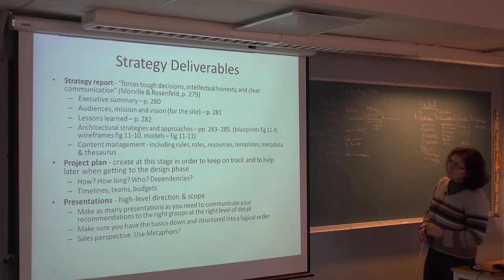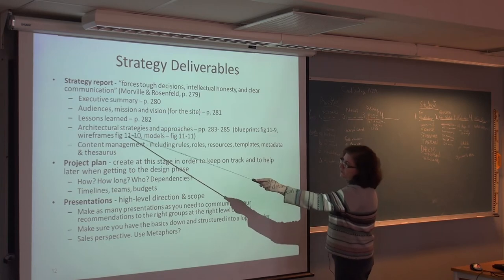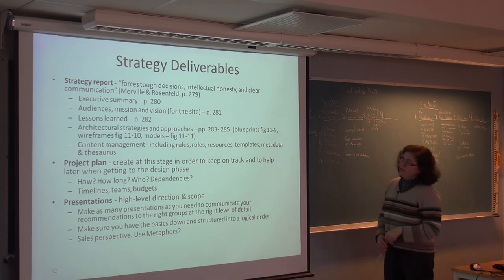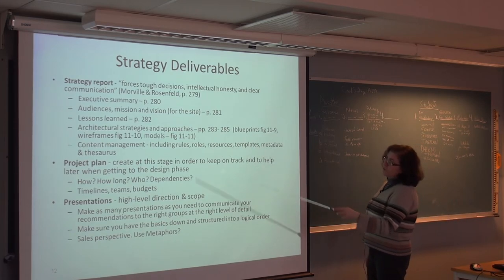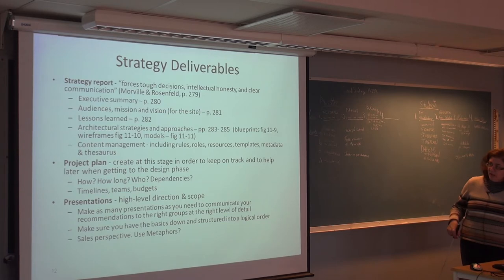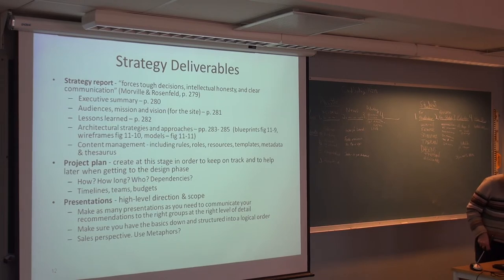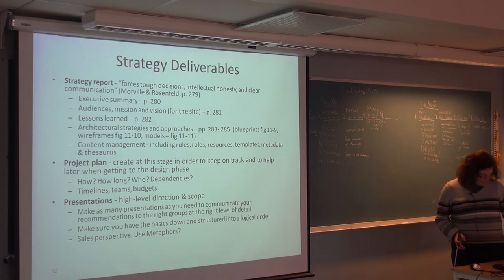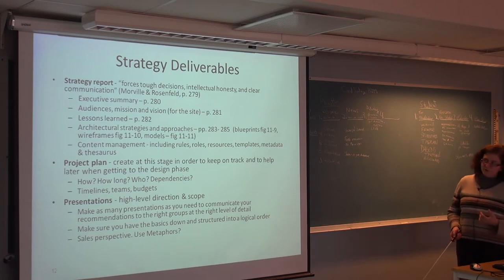And after this, they usually have a section for architectural strategies and approaches. This is where you can include blueprints or wireframes. There are some pictures of these also in the book, figures 11-9, 11-10, and 11-11. Depending on your strategy, whether it's a local strategy or a broad strategy, the blueprint shows how different elements and the main pages link together. And then an example of the wireframe, like in figure 11-10 on page 285, shows you where you're putting the different elements on the web page.